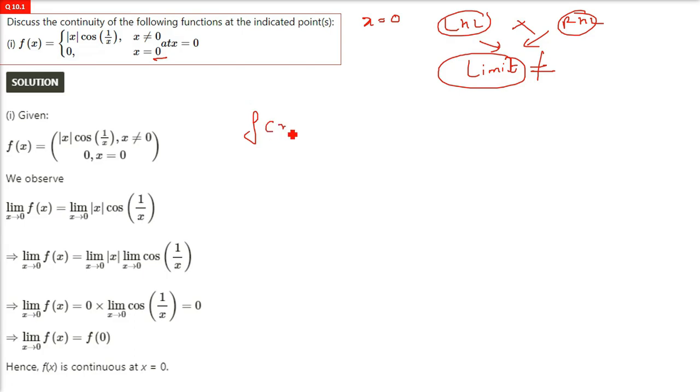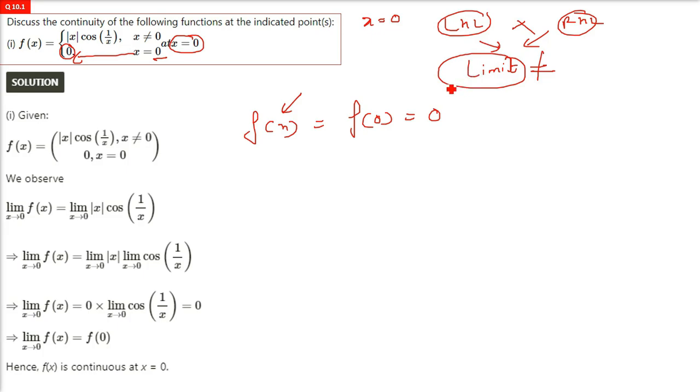So the first step is f(x). What is x equals 0? That is the indicated point. So just put x as 0. Since we don't have to do anything, it is already given at x equals 0. It is 0. It is already given in the question. Now we'll go to the limit. So we are not going to find LHL and RHL. You will just see why.